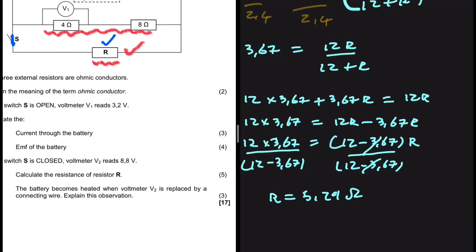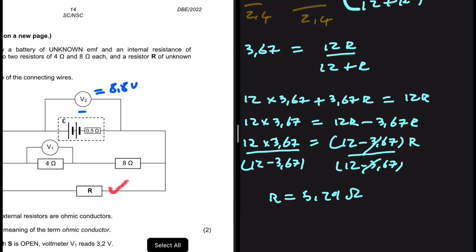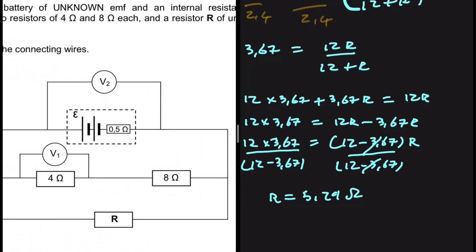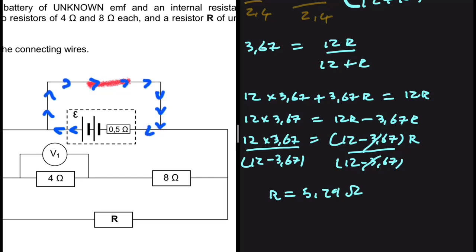Last question, the battery becomes heated when voltmeter V2 is replaced by a connecting wire. Explain this observation. Let's go ahead and do that so we can see what it is going to look like. So instead of having V2 there, we are replacing it with a connecting wire. So now we just have a wire that is connecting there. What will be the consequence of that? What's going to happen when we replace V2 with a wire? Well, all the current is going to go through the wire. We're not going to have any current go into the external resistors anymore.